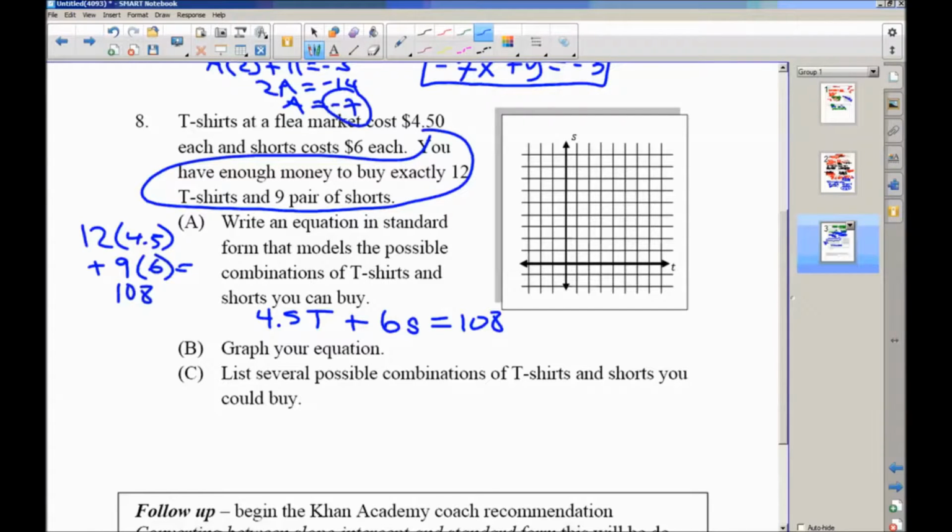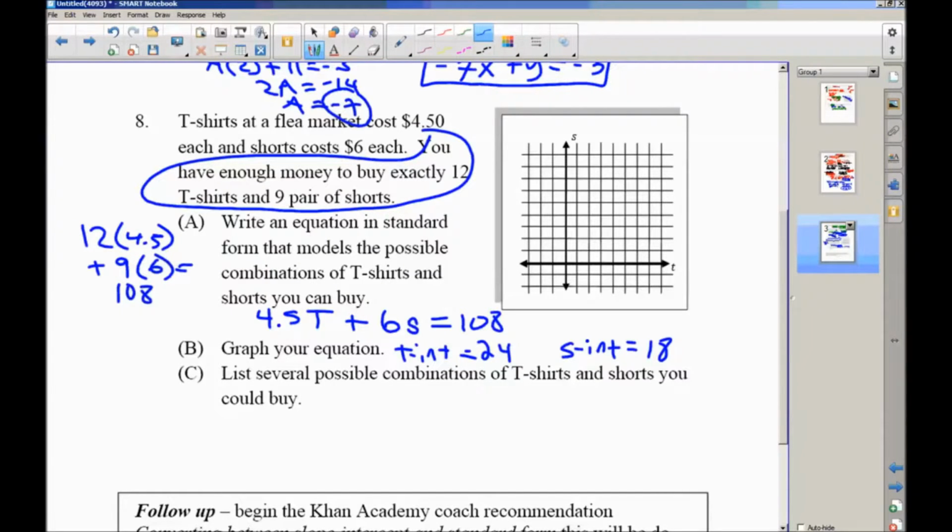Okay, so let's just think about this for a second. If you cover up shorts and you make that be 0, so we're letting S be 0, the T is going to be 108 divided by 4.5, that little equation there. So my T-intercept is 24. Okay, and then we could do the same thing. We let the T be 0 and solve for the S. So my S-intercept is going to be 108 divided by 6, which is 18.